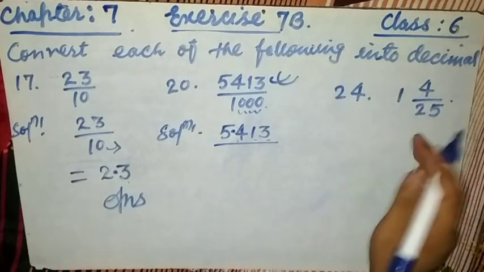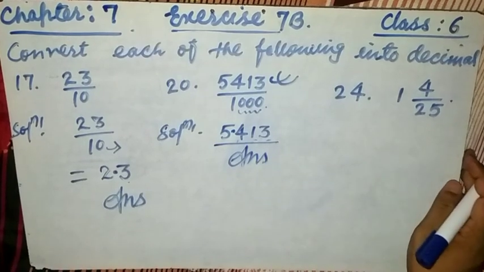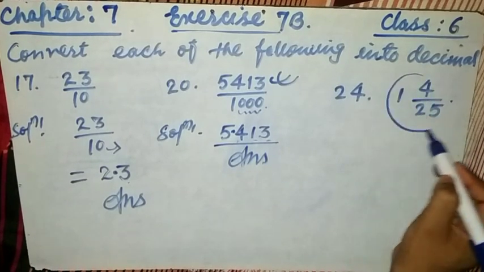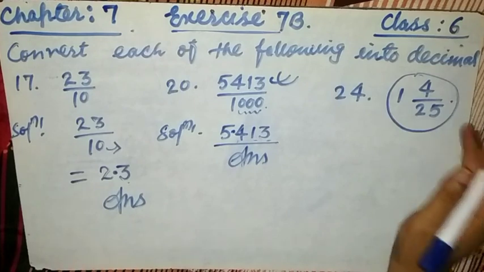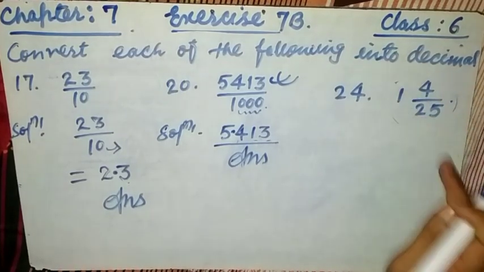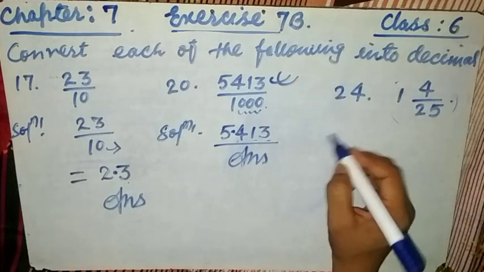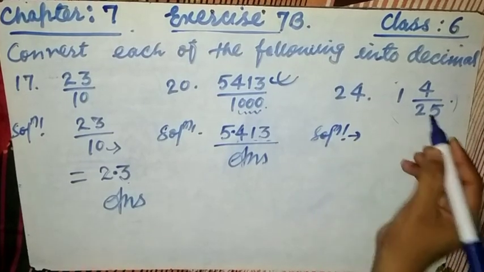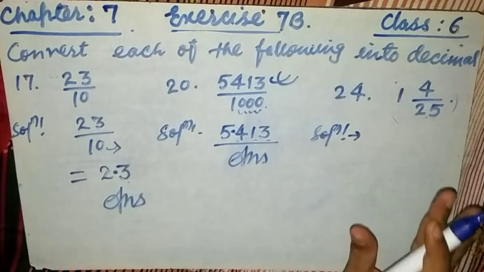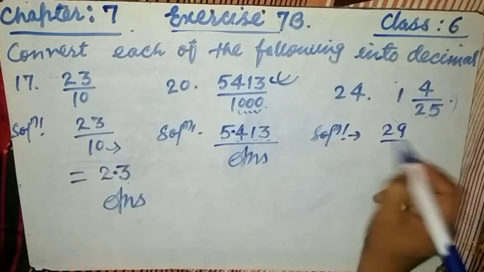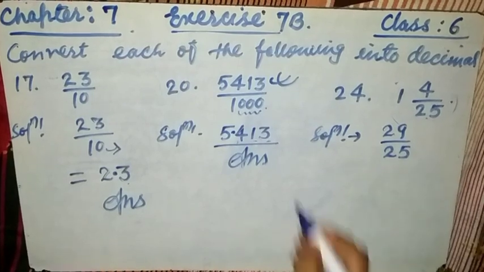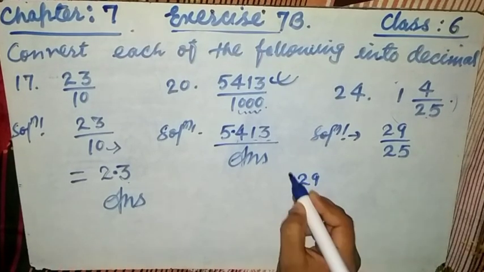Now see friend, question number 24. Here question number 24 says 1 and 4 by 25, this is a mixed fraction. There are 2 or 3 ways to solve this question. First we have to make this fraction into an improper fraction, or there is another method also. Now I'm going to change this mixed fraction into an improper fraction, which means we multiply 25 by 1, 25 plus 4, here is 29 divided by 25, or either we can divide 29 by 25.